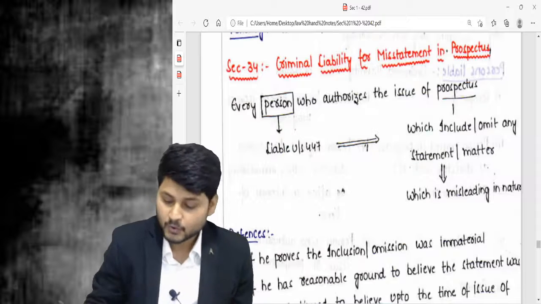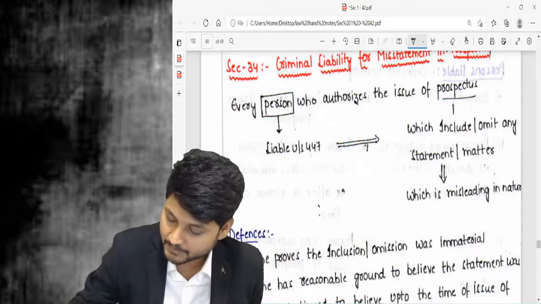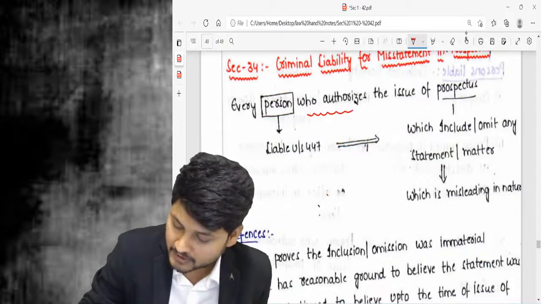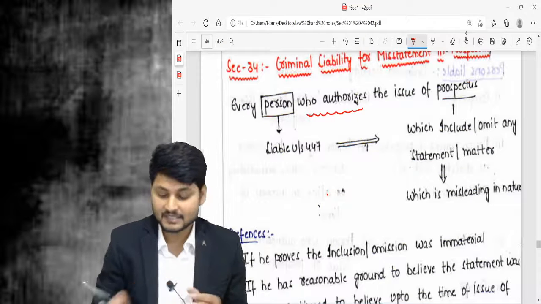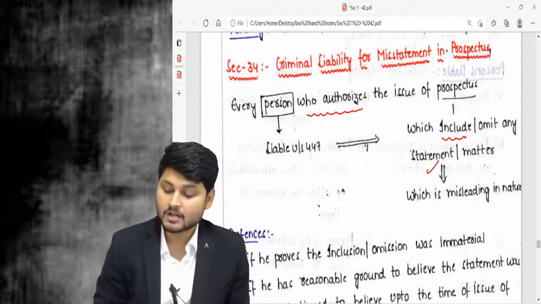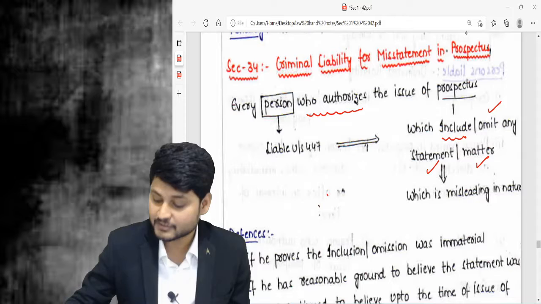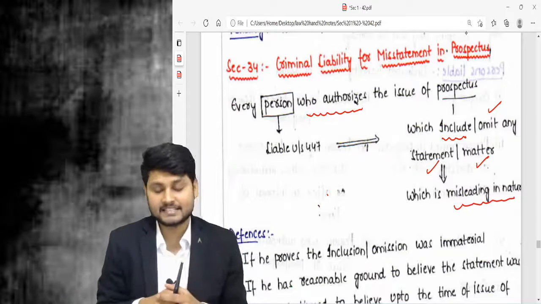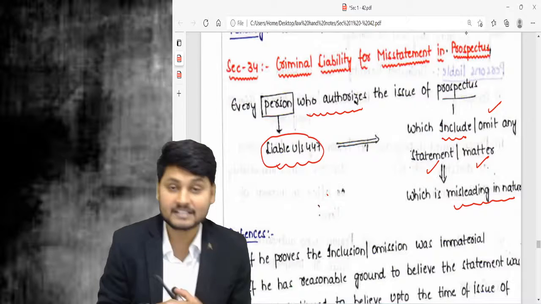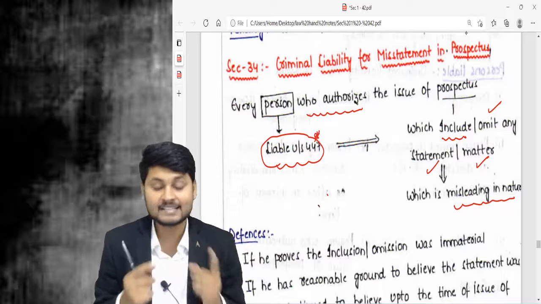Every person who authorizes the issue of the prospectus, that prospectus which may include any statement or which may omit any matter which may give rise to misleading nature, those persons are liable under section number 447. Later, at the end of the chapter, we will be discussing section number 447. I guess you are all getting the point.